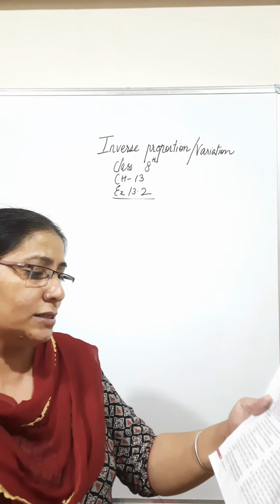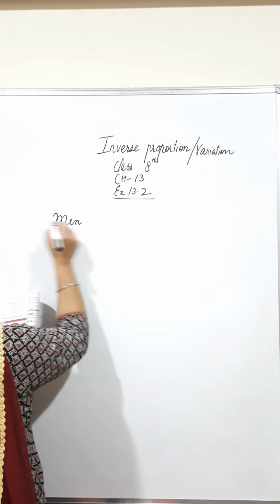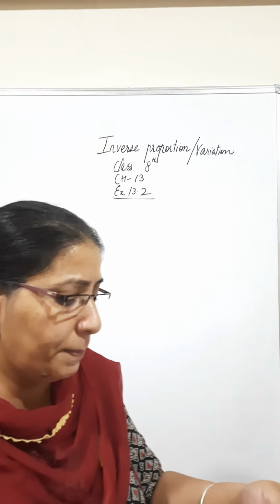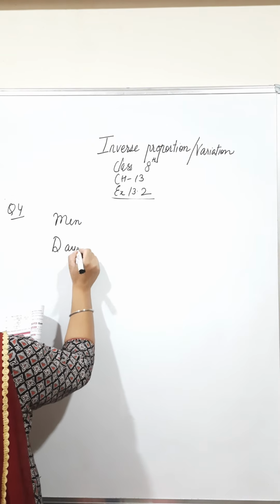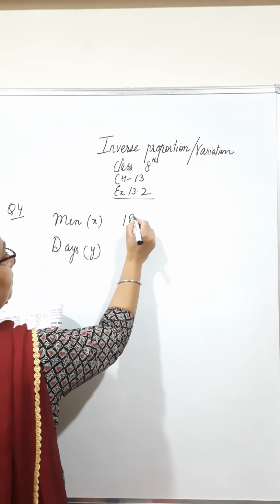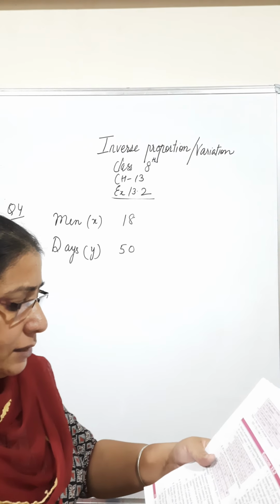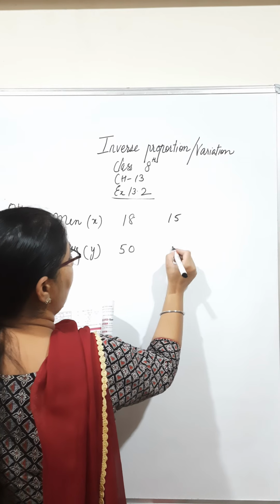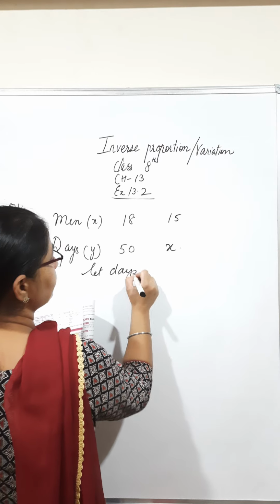Now in the first case, what are the two things? We have men. See question number 4. He says 18 men can do a piece of work in 50 days. So we can write here two things: X is men and Y the number of days. So 18 men are taking 50 days to complete the work. He says how many days will 15 men take? So if the number of men is 15, how many days? So let the days be equal to X.